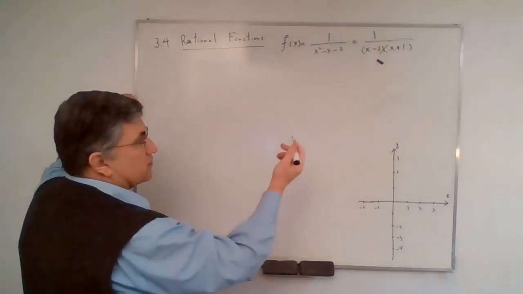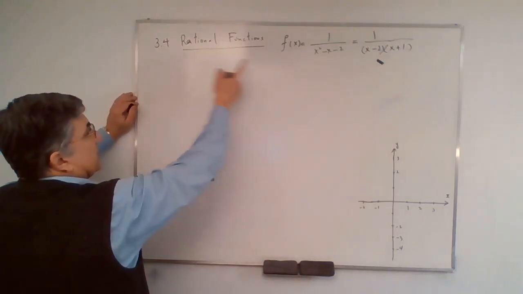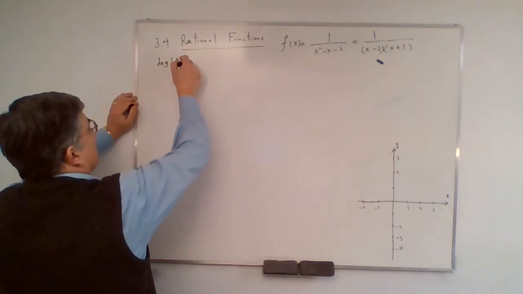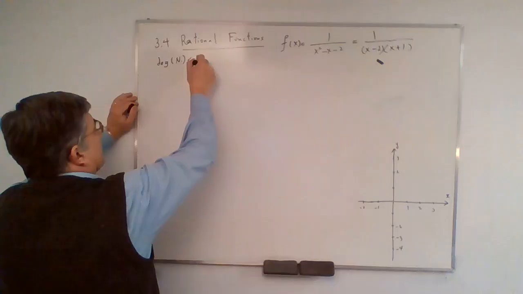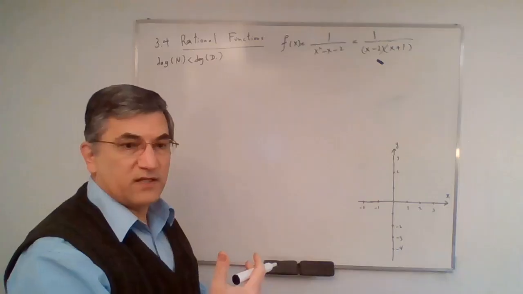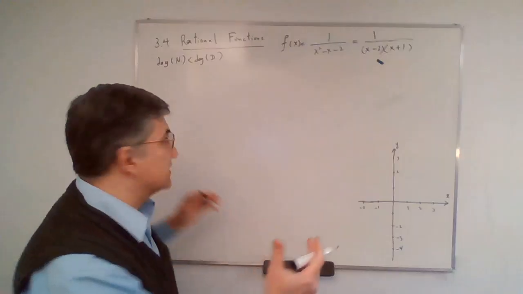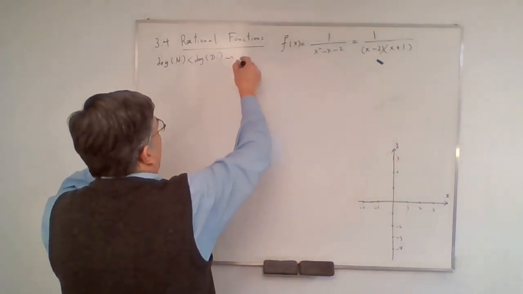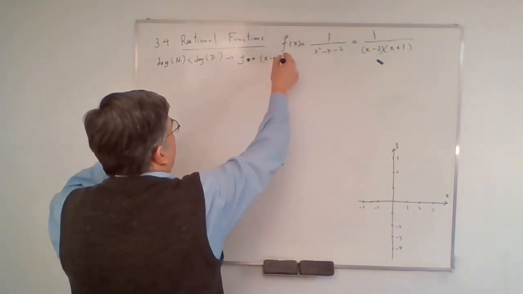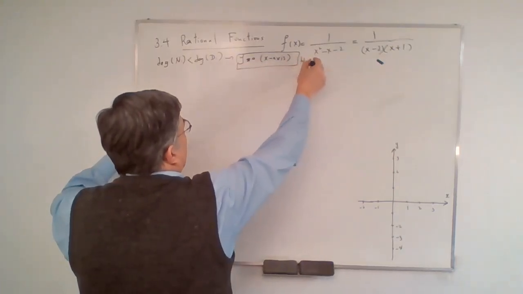Now, the first thing I'm going to do is find the asymptotes. The degree of the numerator is less than the degree of the denominator. And when that happens, you know that the equation of the horizontal asymptote is the x-axis, right? So I'm going to say y equals 0, which is the equation of the x-axis. That is the horizontal asymptote.